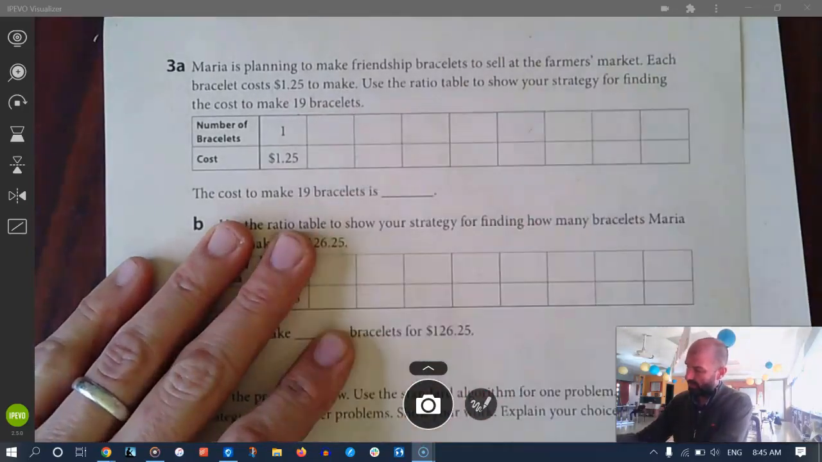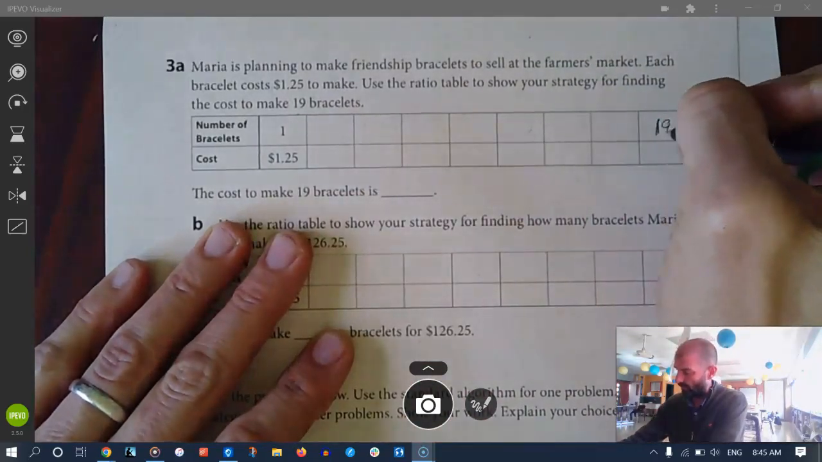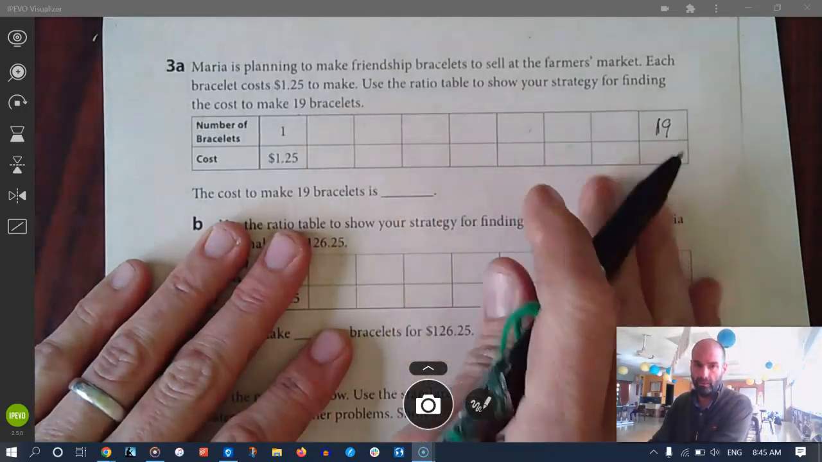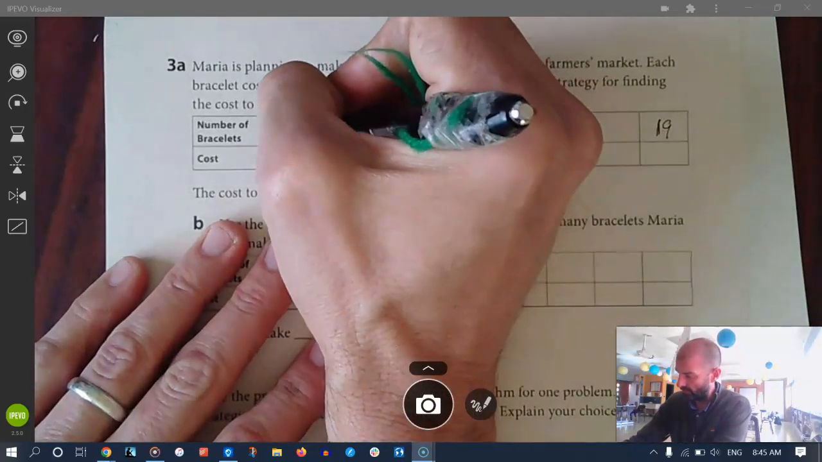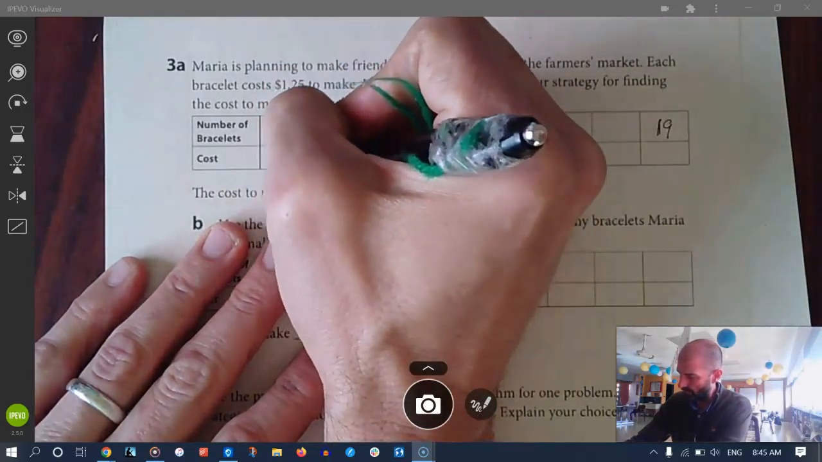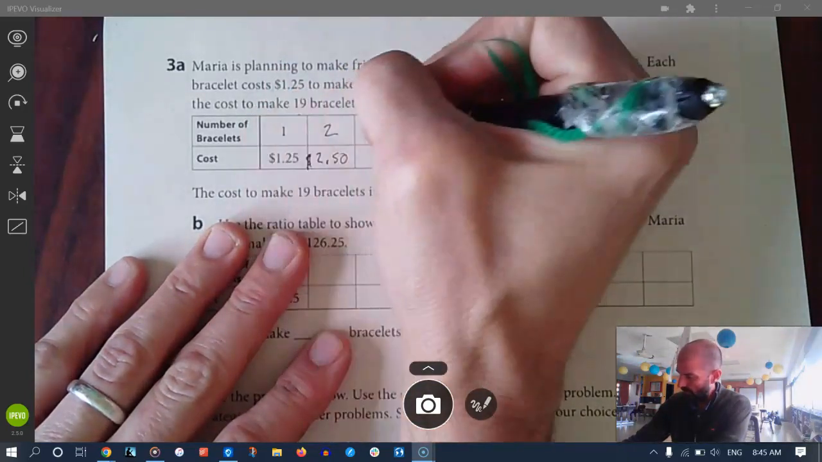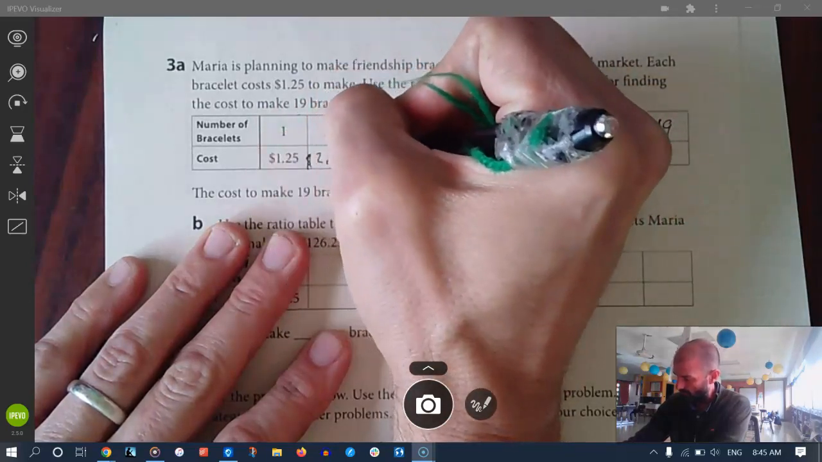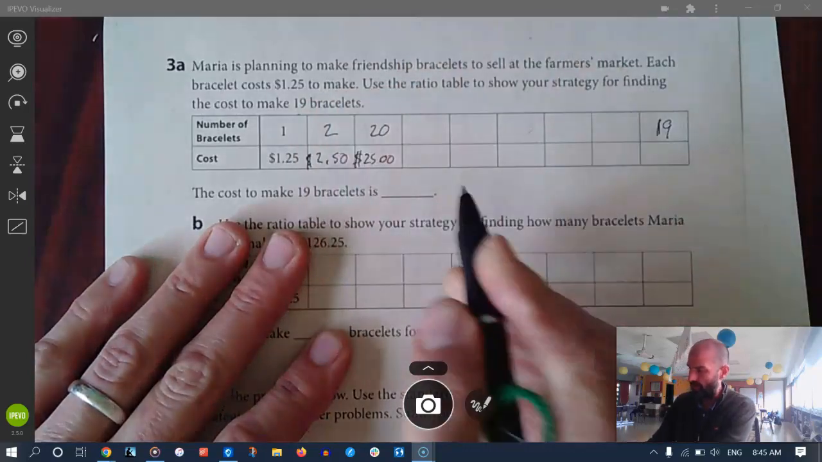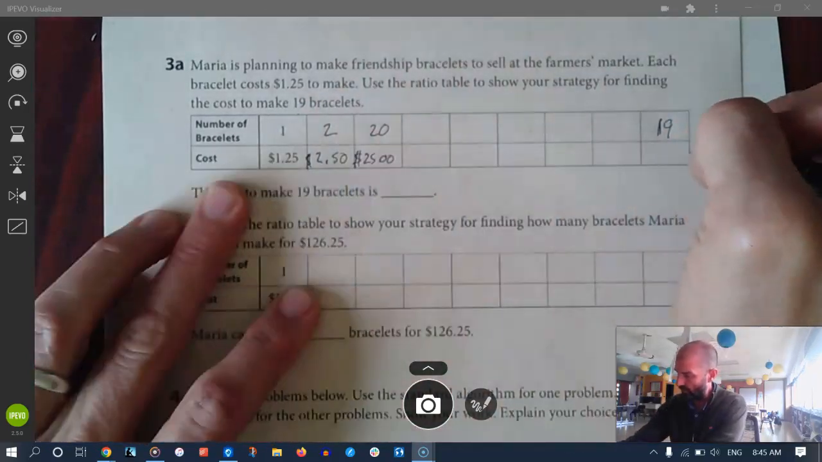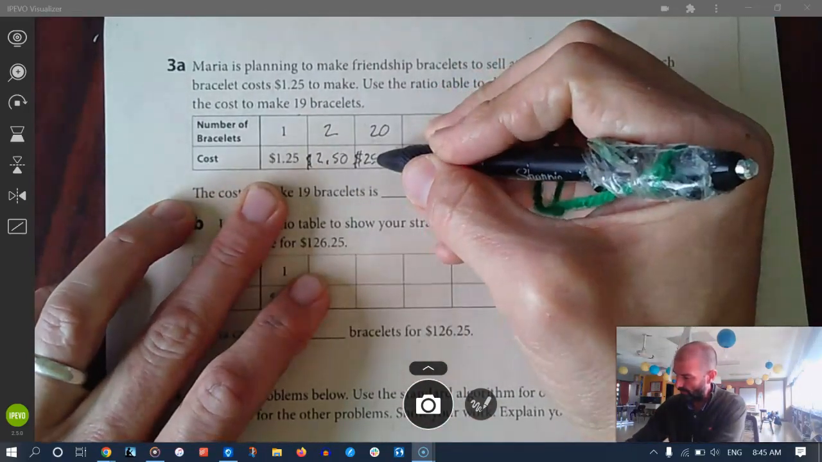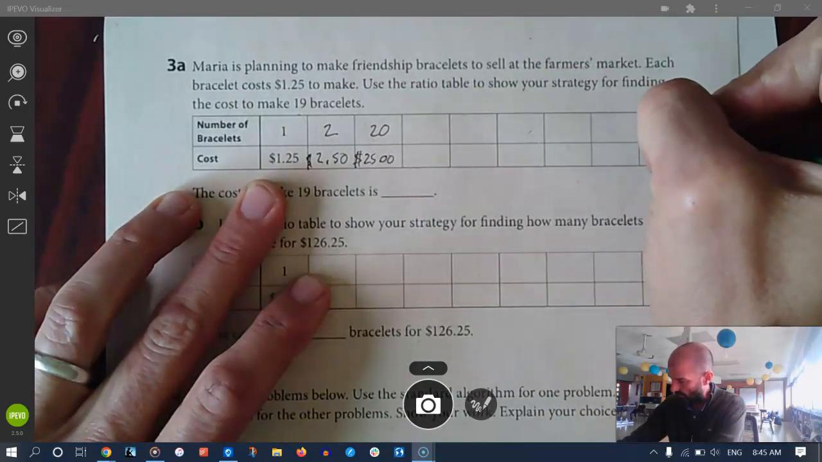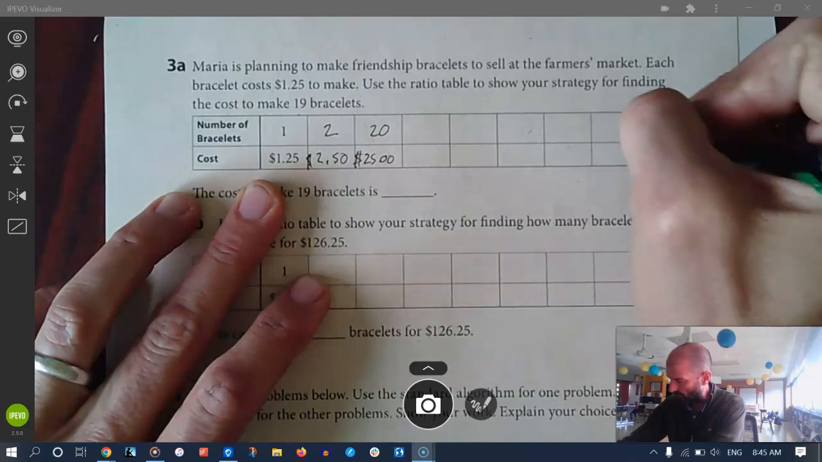So I want to get to 19. How am I going to get there? I like to write my target number here just as a reminder. And so I'm probably going to go to 20. So to get to 20, I'm going to double first to get to $2.50. And then I'm going to get to 20, which is shifting these numbers one spot down to get to $25. And now I just need to remove one group to get to 19, which is 25 minus 1.25, $23.75.